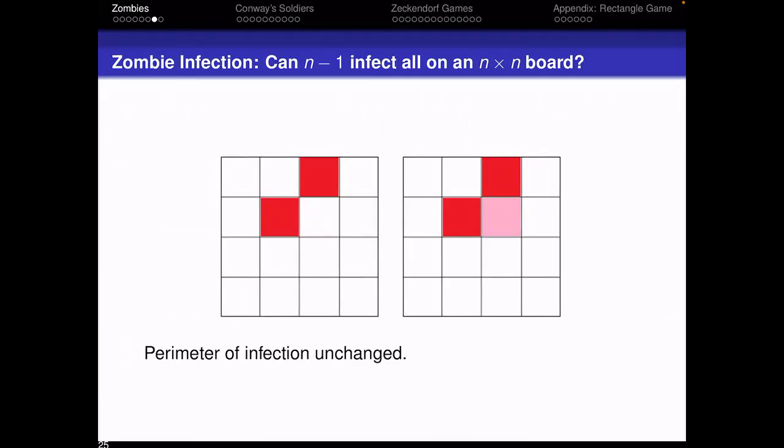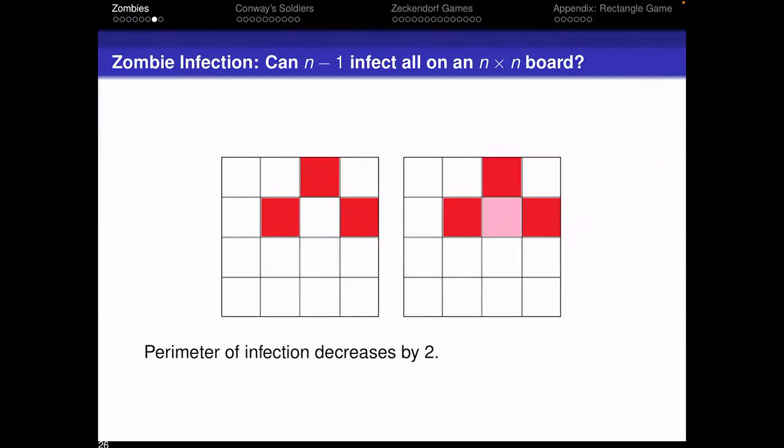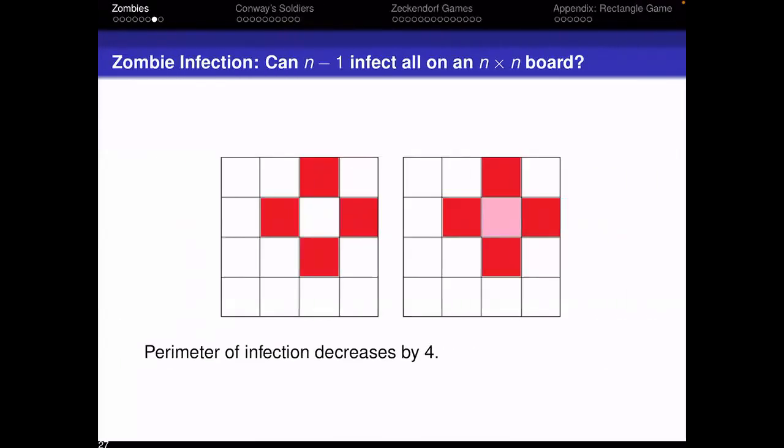So I've done all the cases where there are exactly 2 neighbors that are infected. So I have to look at 3 neighbors that are infected. And I can always rotate so it looks like this. Initially I have 3 sides that are part of the perimeter, and after the infection there is only 1, so the perimeter has decreased by 2. And the last, of course, is that on every side you see the zombies approaching. One moment later you're infected and the perimeter goes down by 4.